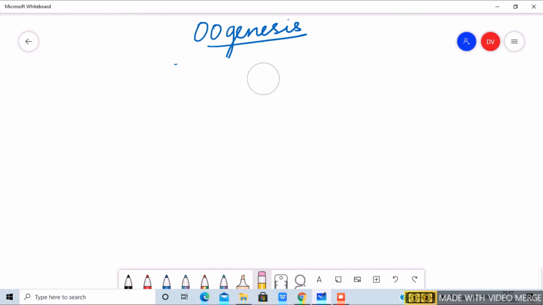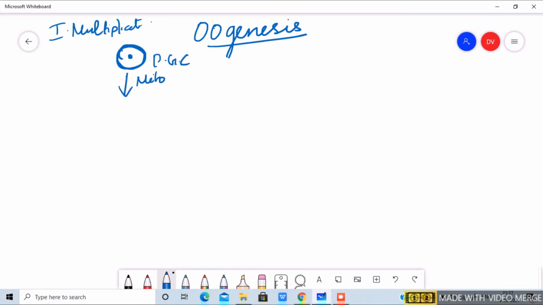It starts with the primordial germ cell, which is the basic cell. Imagine this is the primordial germ cell. This primordial germ cell is there in the ovary. The very first is the multiplication phase. What happens during that time? This primordial germ cell will undergo mitosis, and it will form oogonia. Oogonia is the mother cell for the ova.